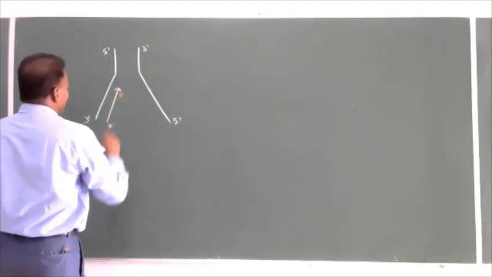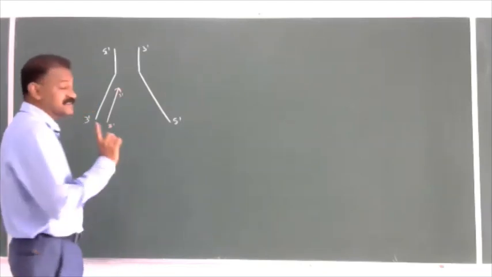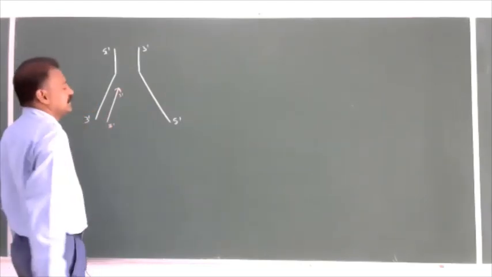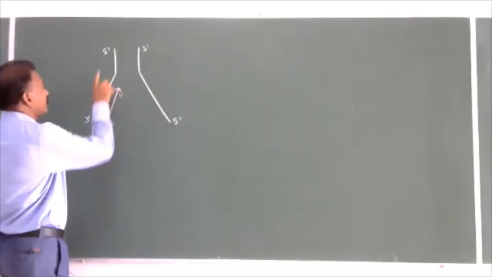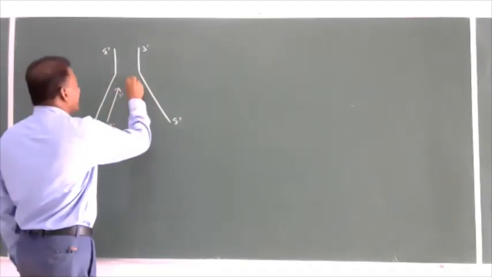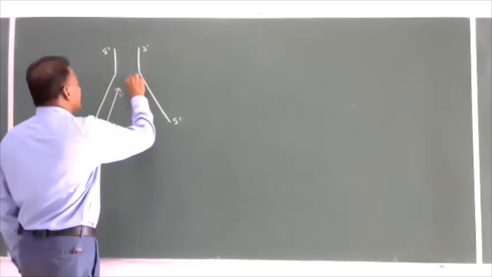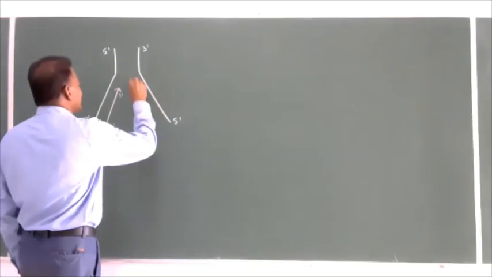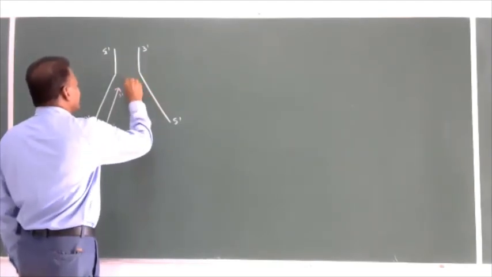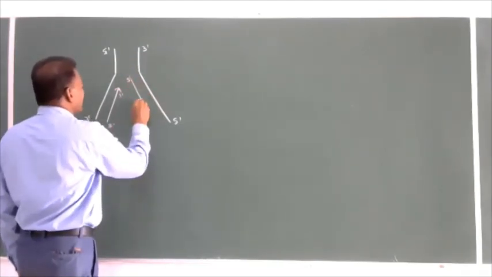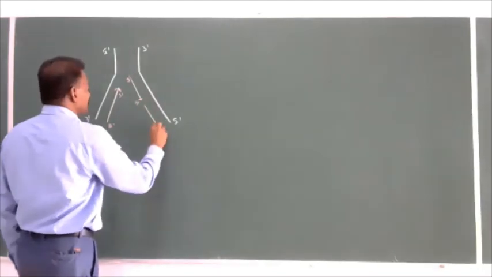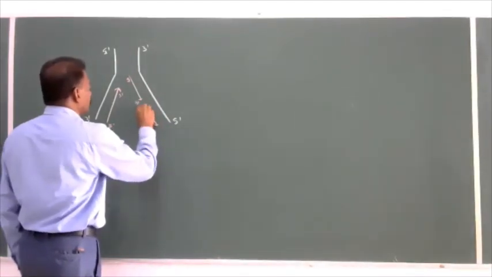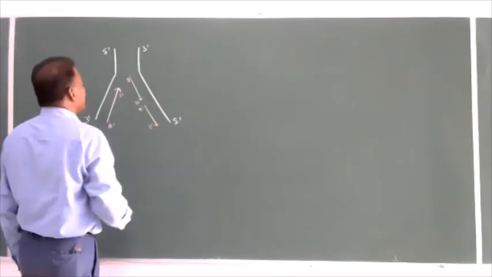The activity of DNA polymerase 3 is always 5' to 3'. So the template should be 3' to 5'. And it will produce from here. So at a time 5' to 3', 5' to 3'.